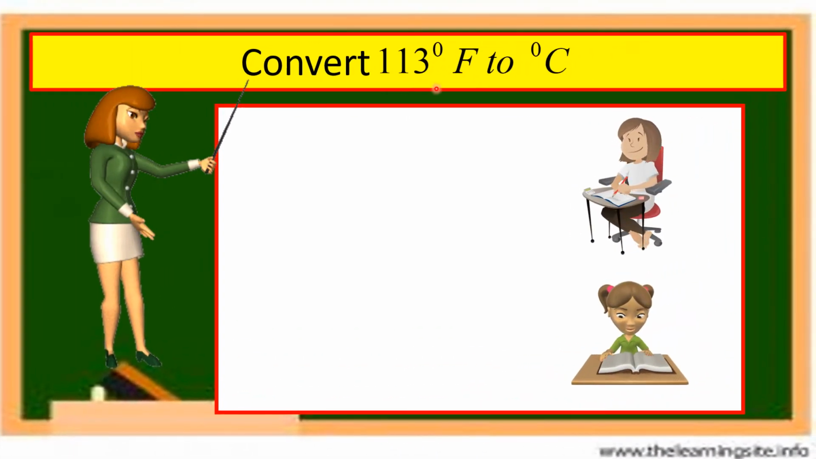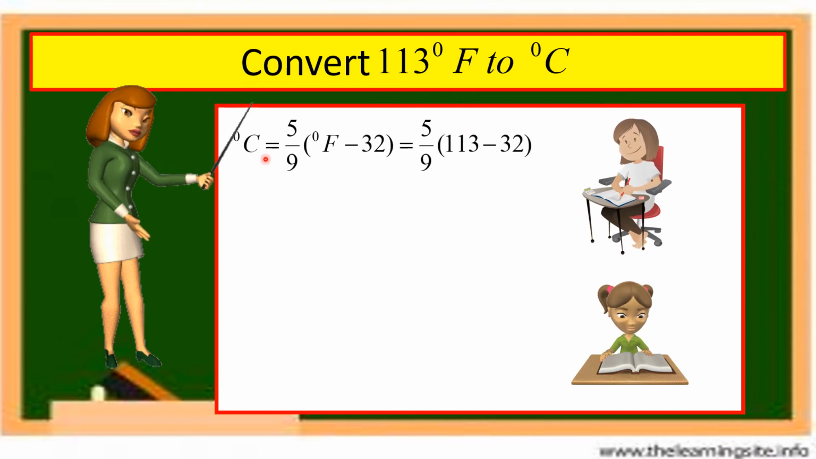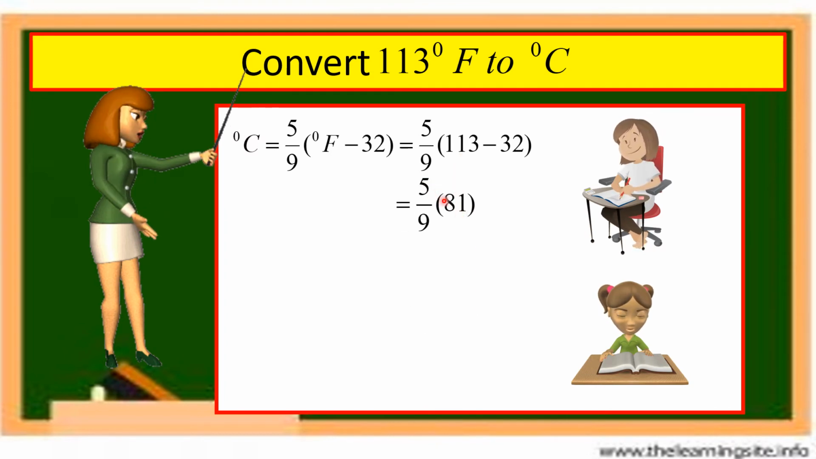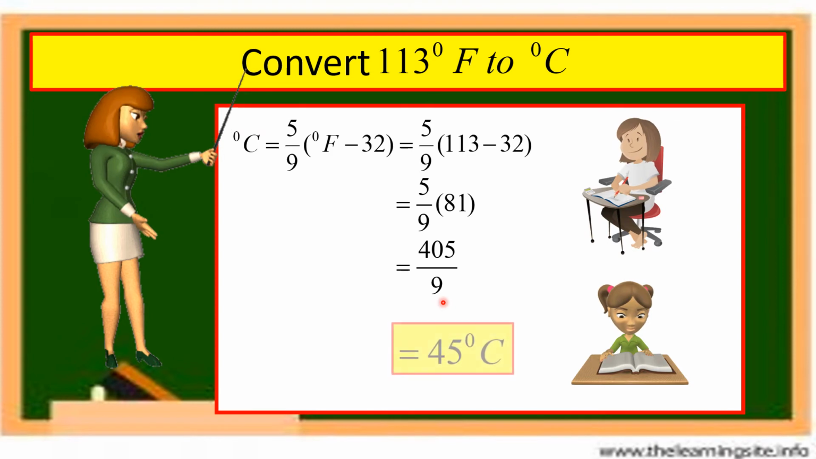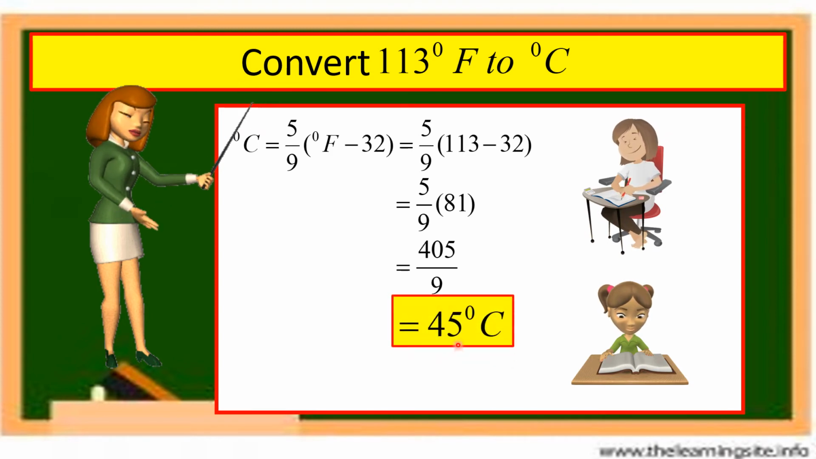Convert 113 degrees Fahrenheit to degrees Celsius. Degrees Celsius equals 5/9 times degrees Fahrenheit minus 32. Degrees Fahrenheit is 113. 113 minus 32 is 81. Then we multiply 5 times 81. 5 times 81 is 405. Then we divide it by 9. The result is 45 degrees Celsius.